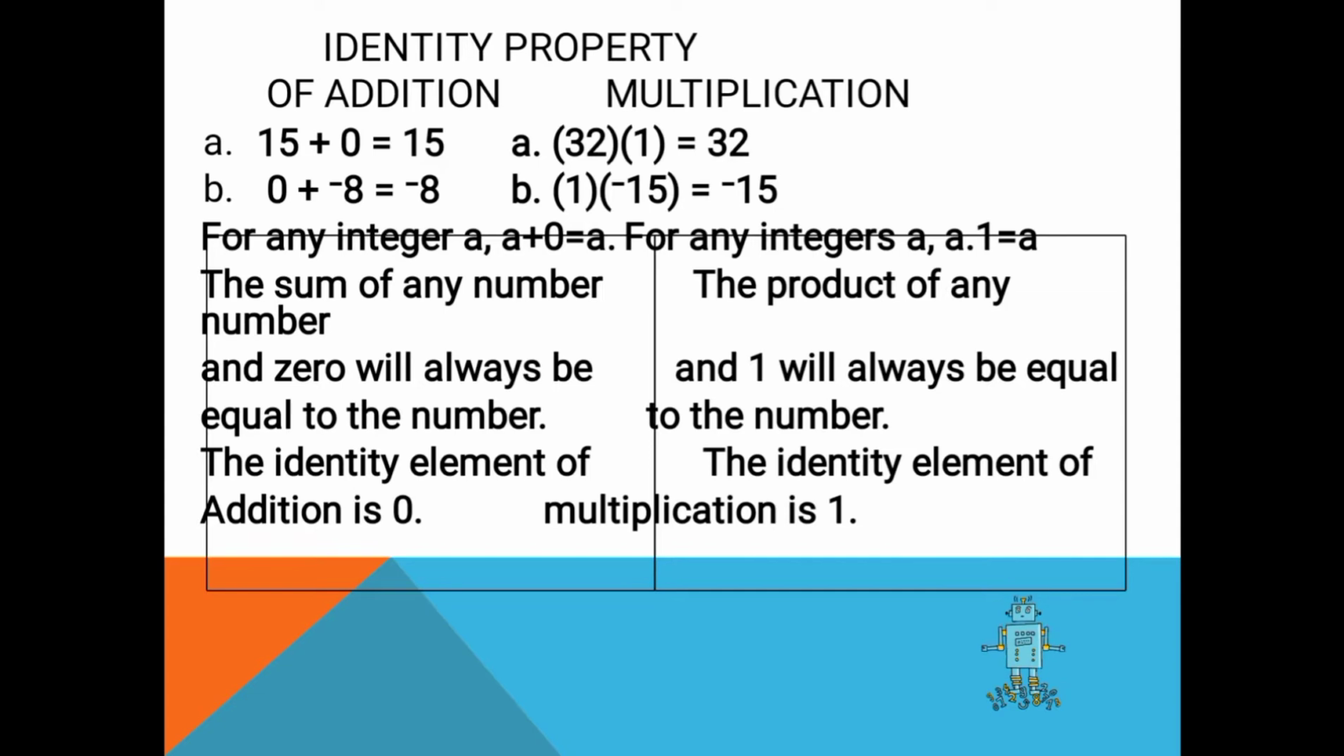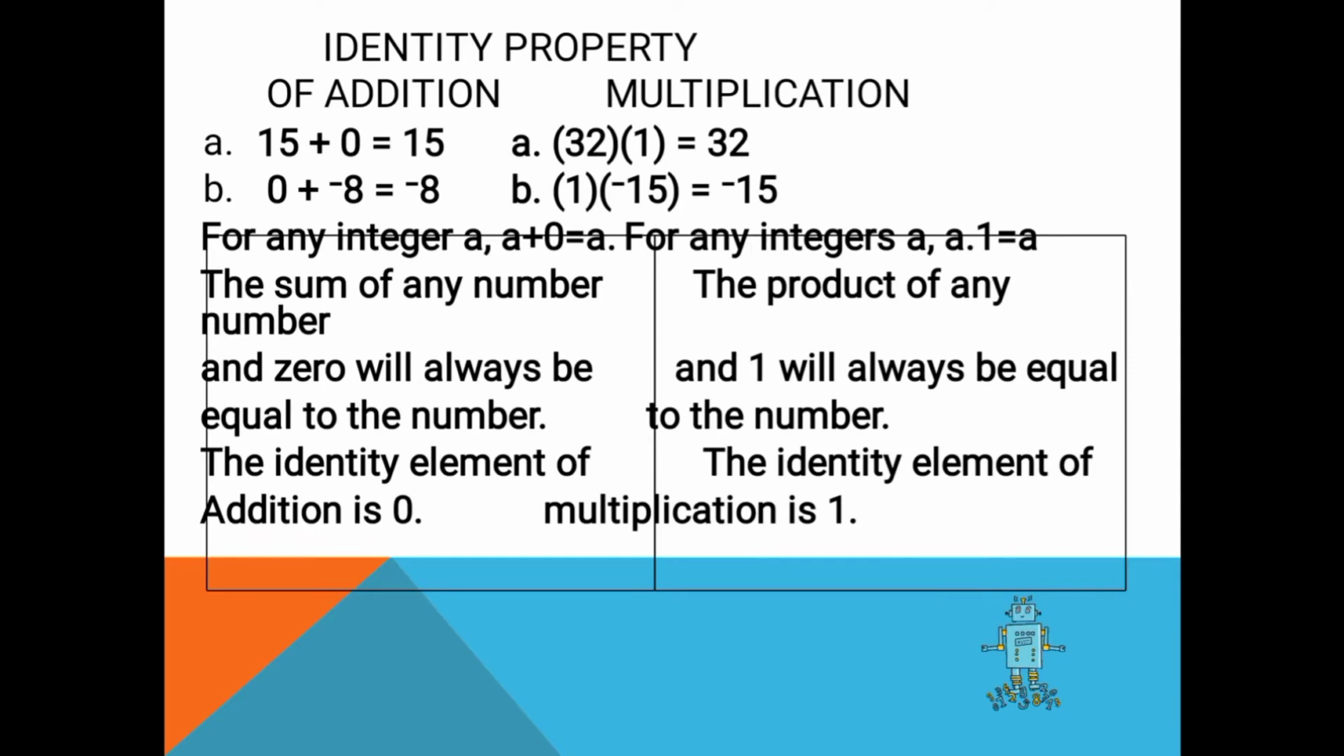The identity element of addition here is 0. So when you add any number to 0, the result is that number. Next, the multiplication property under identity. 32 times 1 is equal to 32. 1 times negative 15 is equal to negative 15. So different signs, when you multiply, the result is negative. Same also in division. When you divide, the result is always negative when you have different signs.